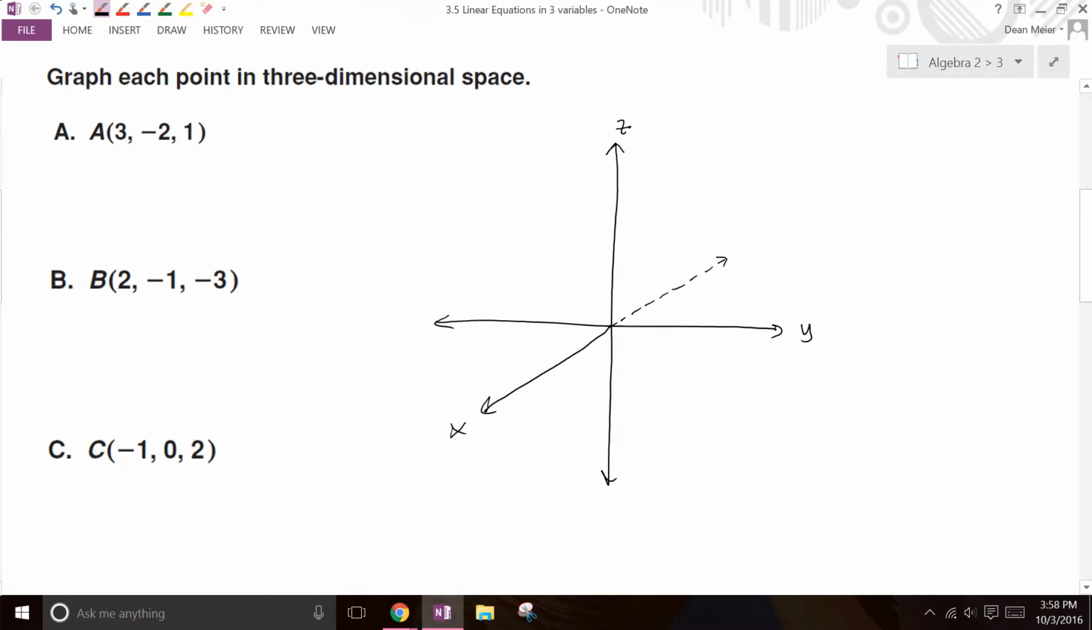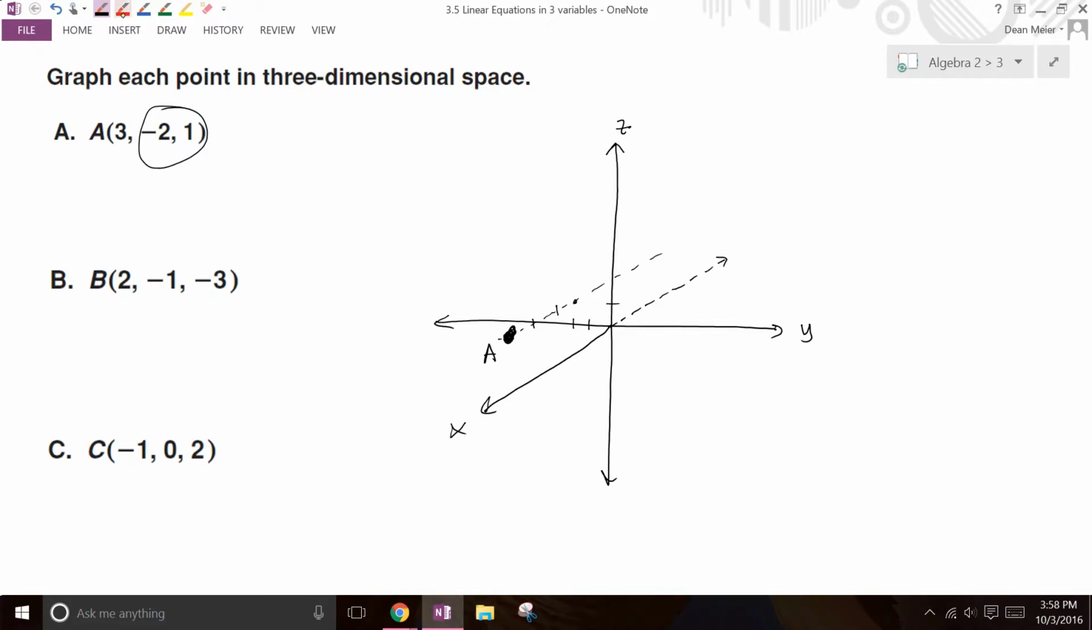Now, if I want to graph this first one, again, I'm going to kind of cheat. I'm going to go -2, 1. So -2, 1 is right here. But that's not my final point. I'm going to put it now 3 units on this diagonal. Now, look, I'm kind of making this up. I'm like 1, 2, 3-ish. It's right there. That's where point A is. So you see how I kind of just eyeballed 3 tick marks and made it happen.